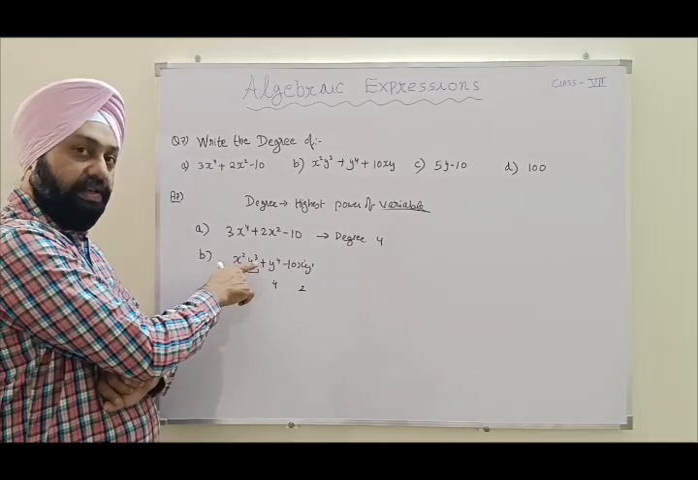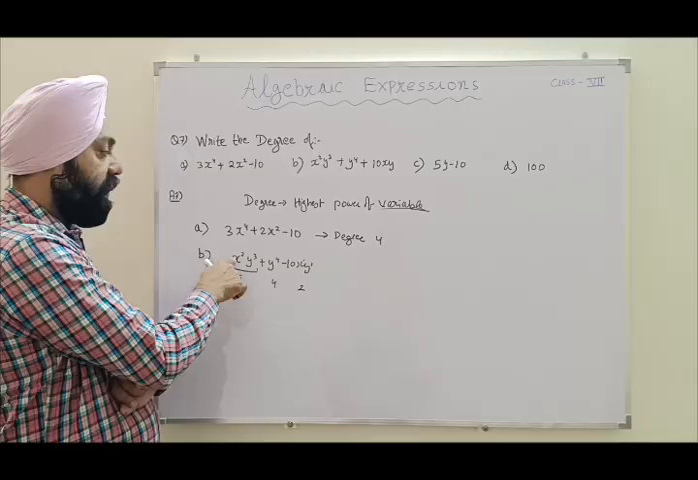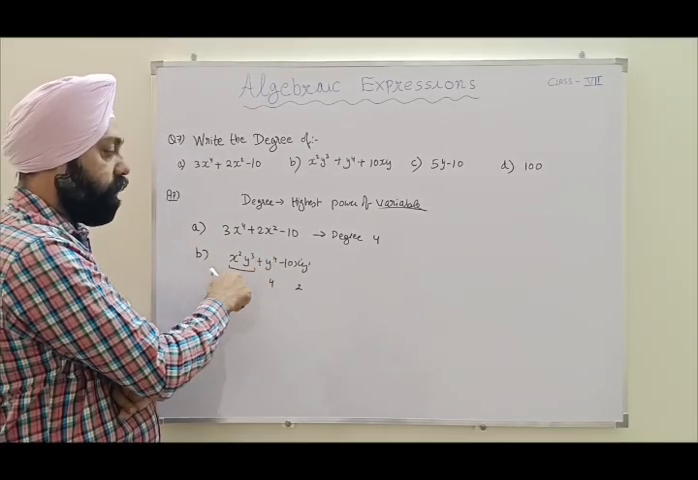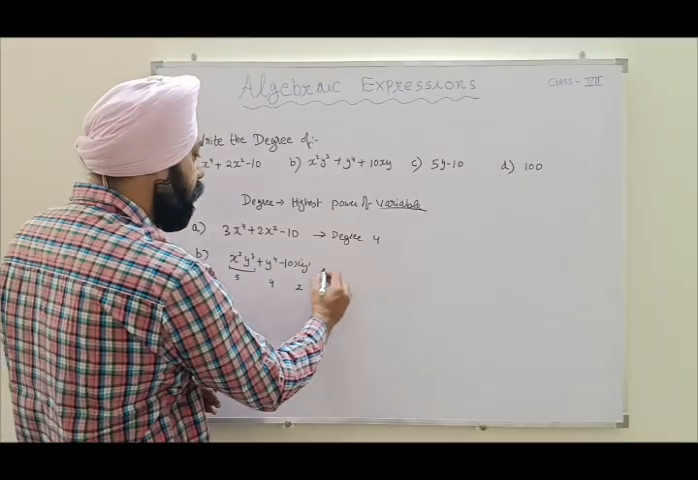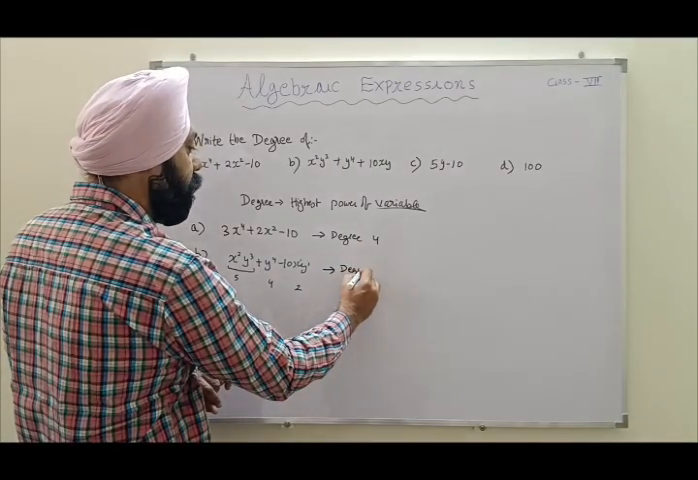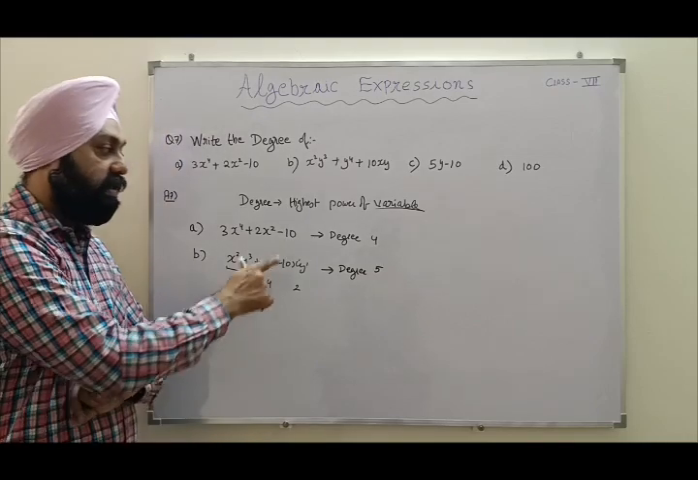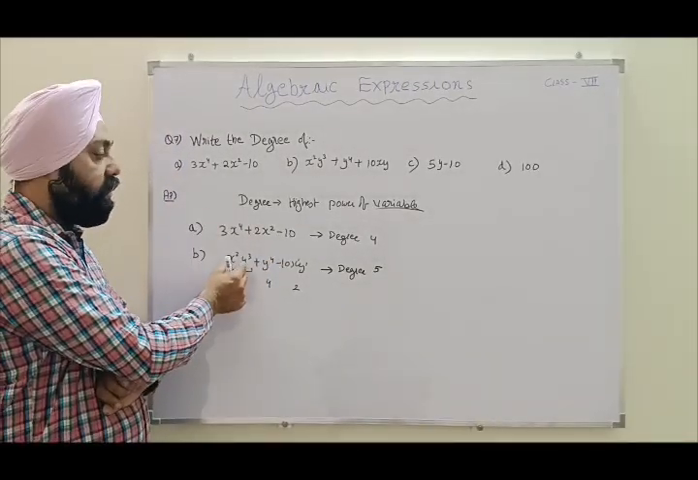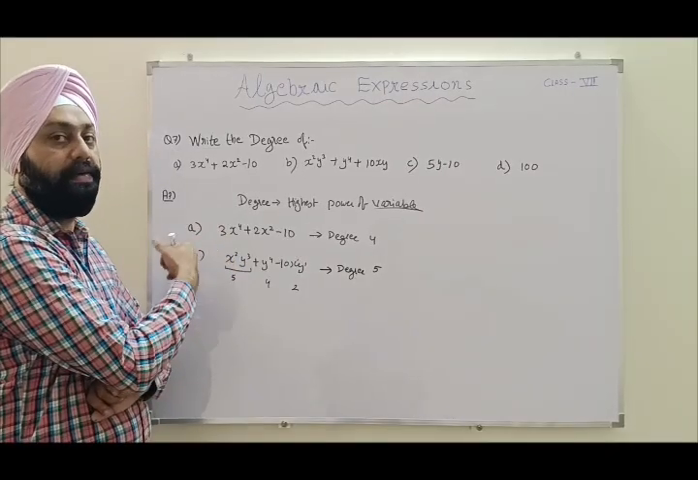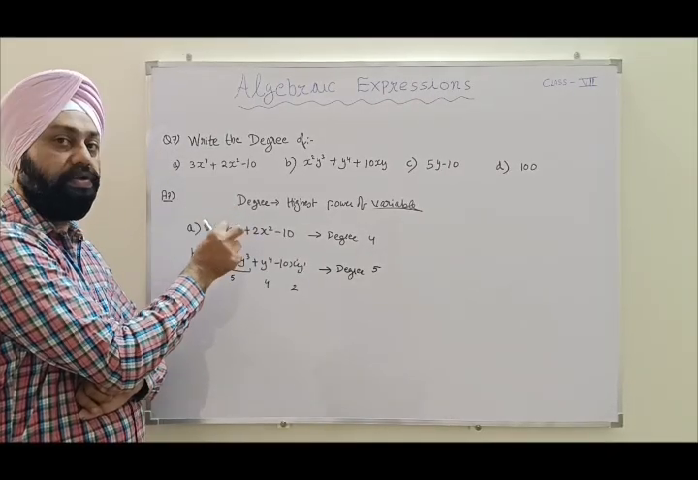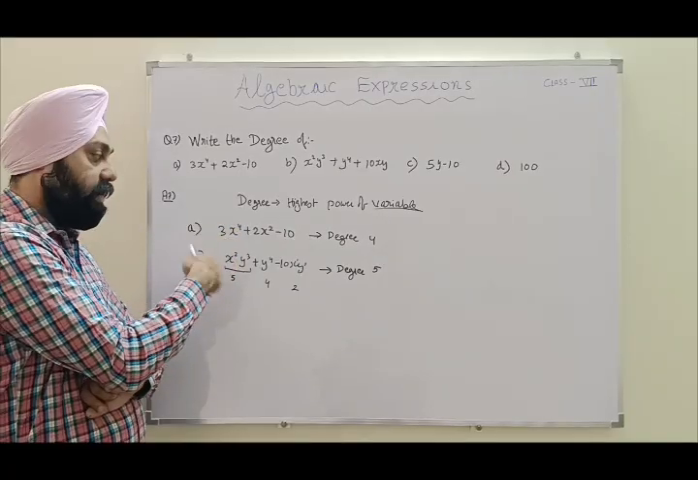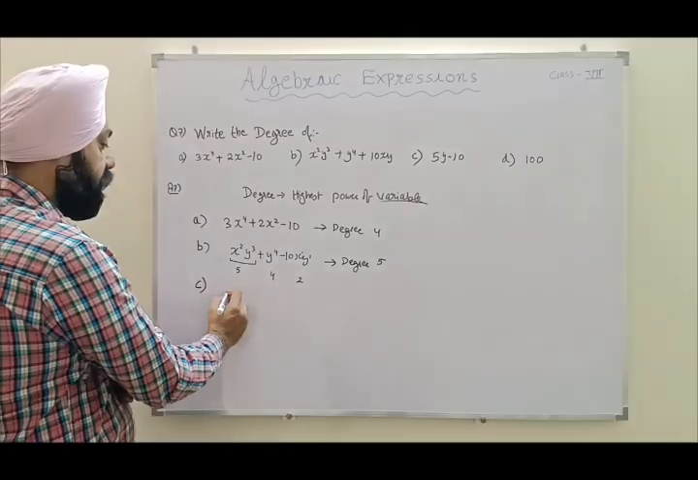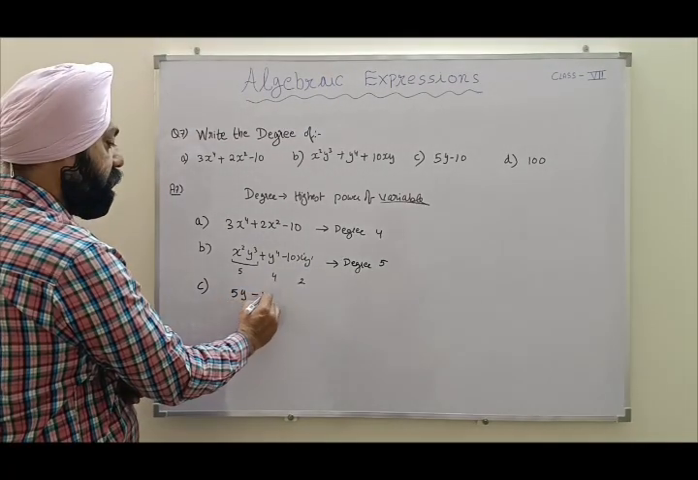So whenever you combine the powers of the variables in a single term, it was 5, it was 4 and it was 2. So the highest power is 5, therefore the degree of this expression is 5. This rule is applicable only in those expressions in which in a single term there are more than one variables. So you have to combine all the powers of variables together and then find the degree of that expression.